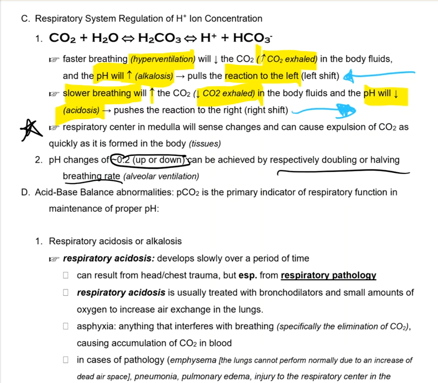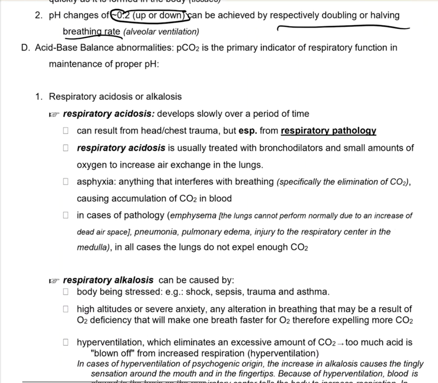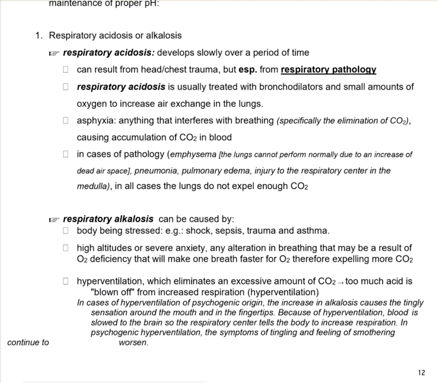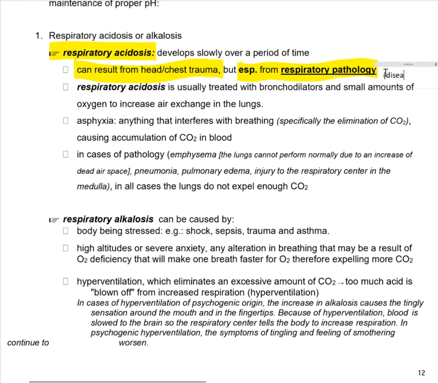We also have metabolic acidosis and alkalosis, and this is due to not the lungs being involved, but other things in our body, some metabolic processes. We'll get to those in a minute. But let's look at these two. Respiratory acidosis is where we're holding on to CO2 in our blood and not getting it out. This can result from different things: head and chest trauma, but especially from respiratory pathology or diseases.